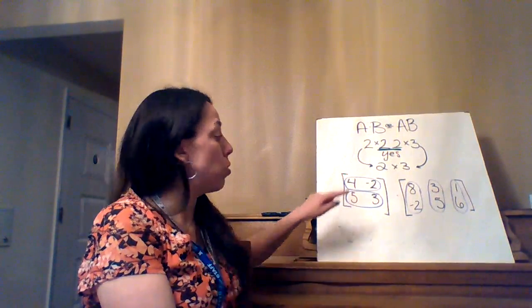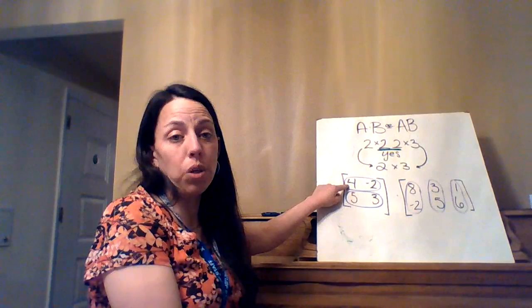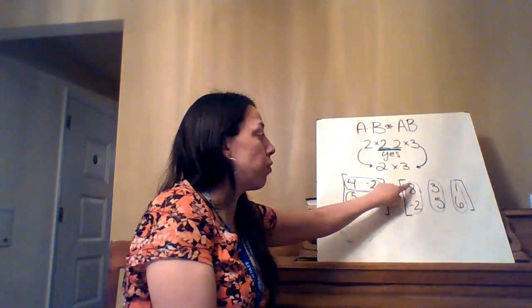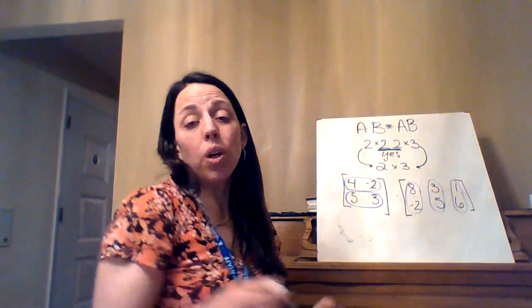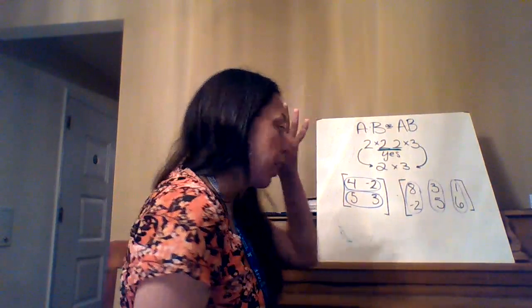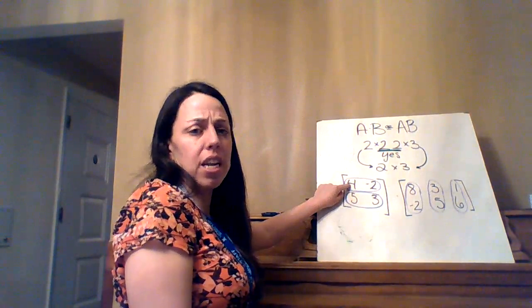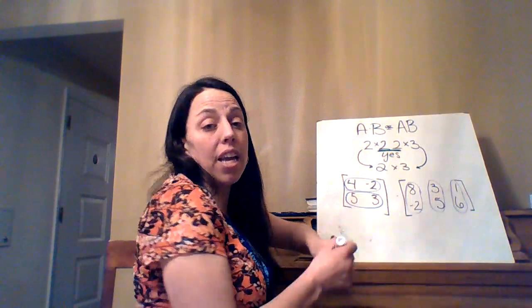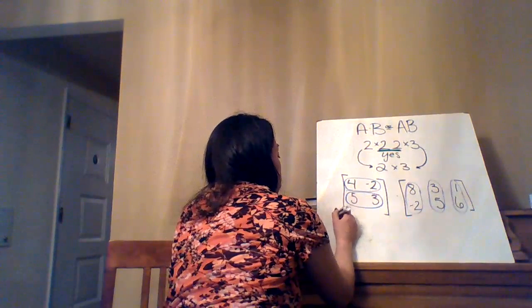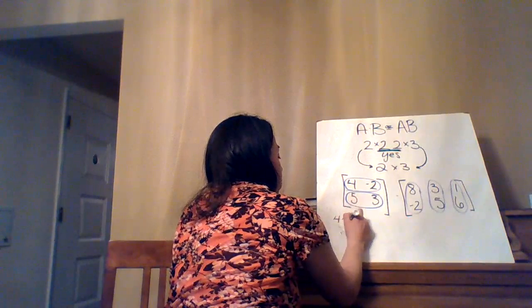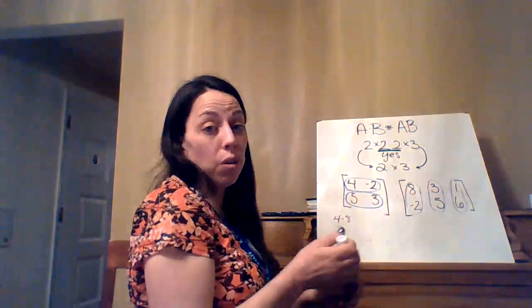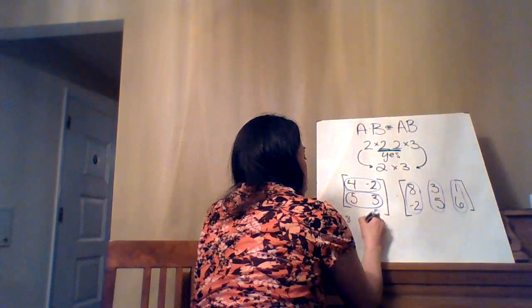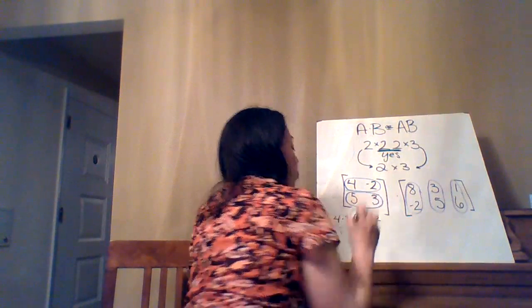So what you do is you start out with your first circle here, which is 4, -2, and your first circle here, which is 8, -2. So you're going to multiply the first things that you see together. So I see first is a 4, and first is an 8. So right here, I'm going to write 4 times 8. But then I also see a -2 and a -2. So I'm going to write -2 times -2.